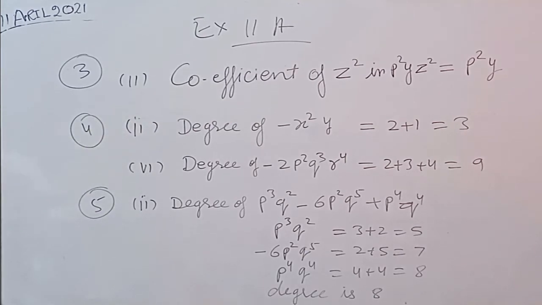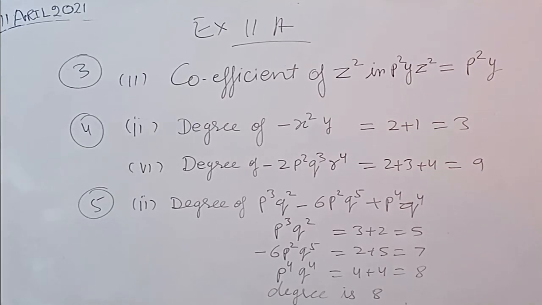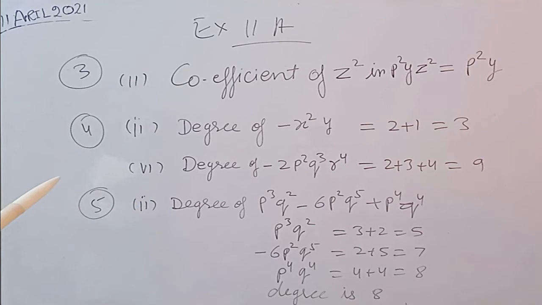Now I am taking question number 4, in which we have to find the degree. For the second part I am taking minus x square y. As I already told you, whenever there are two variables, count the powers or exponents of the variables, that is 2 plus 1, that is 3. So 3 is the degree of minus x square y. One more sum I am taking, part 6, degree of minus 2p square q cube r to the power 4. So add the exponents, that is 2 plus 3 plus 4, that is 9. So 9 is the degree of minus 2p square q cube r to the power 4.